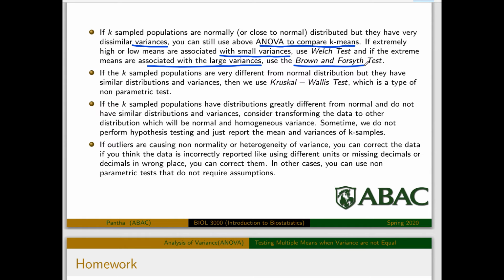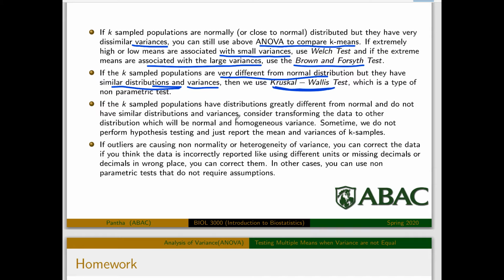If the K sample populations are very different from the normal distribution, but they have similar distributions and variances, although they are not normal, they have a similar distribution, and if they have similar variances, then the Kruskal-Wallis test is used. You remember that? This is a non-parametric test, right?